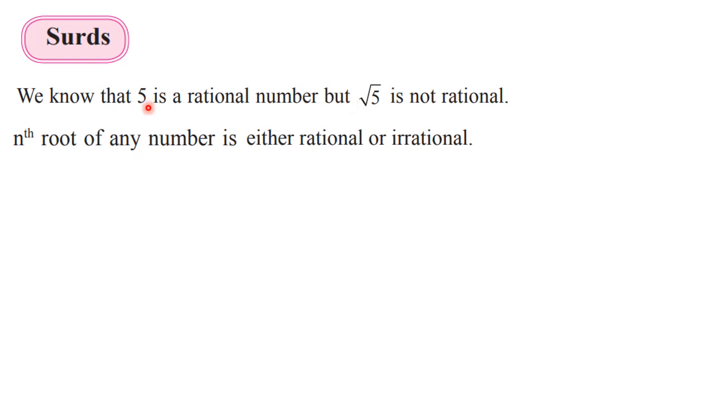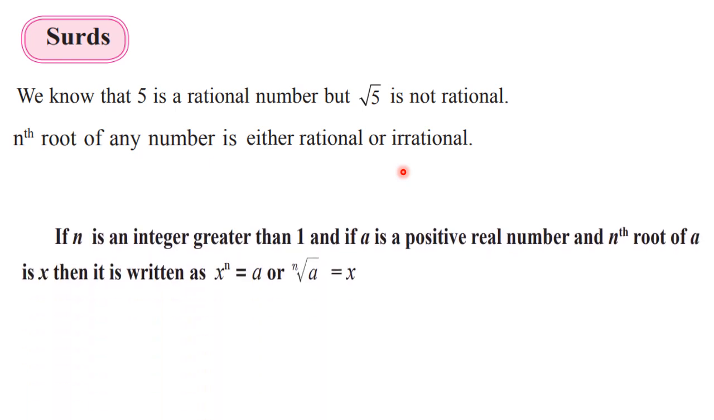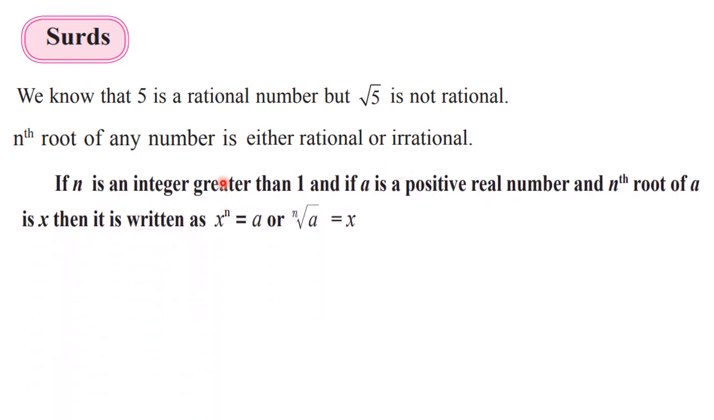So in general, we can say here that nth root of any number can be either rational or irrational, like we have seen in the example previously. We cannot say definitely that it is an irrational number. So nth root of any number can be rational or it can be irrational. We have seen this with the example. Okay, now let us see the definition of surd.